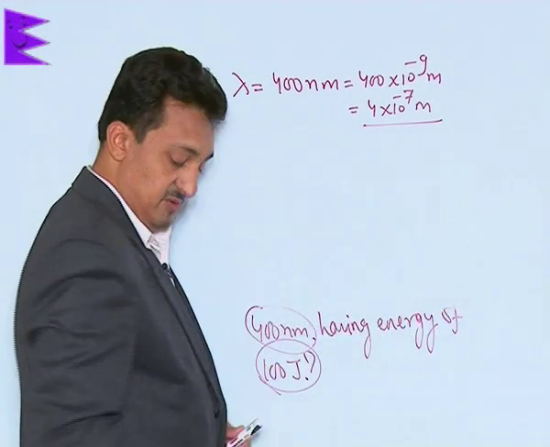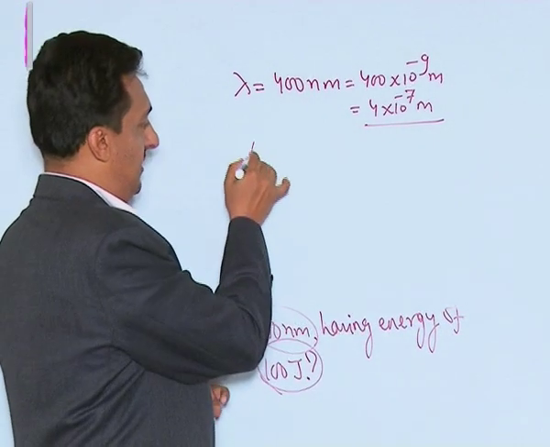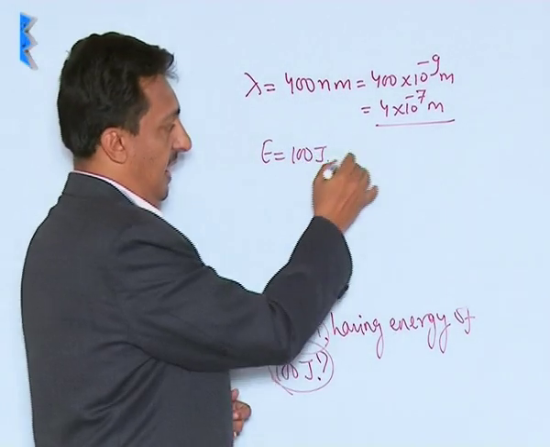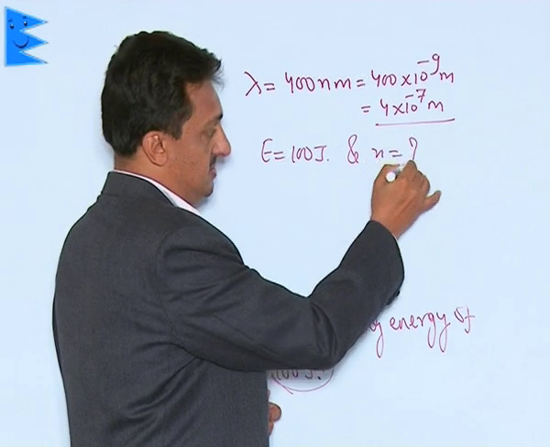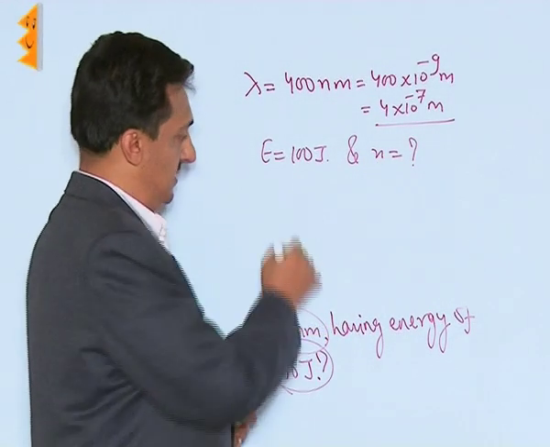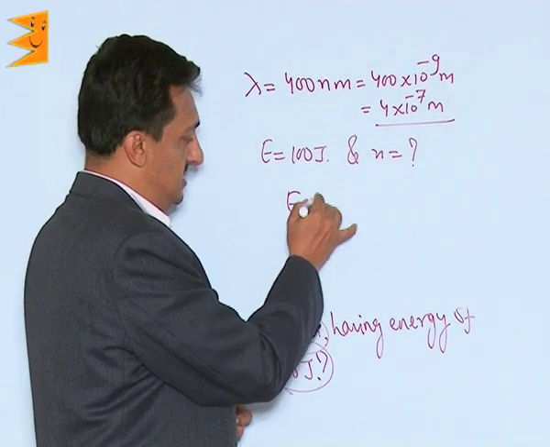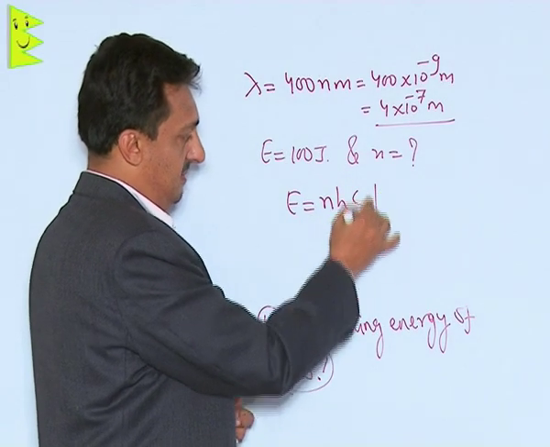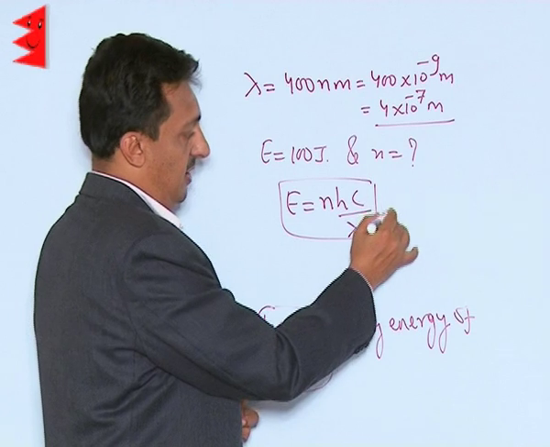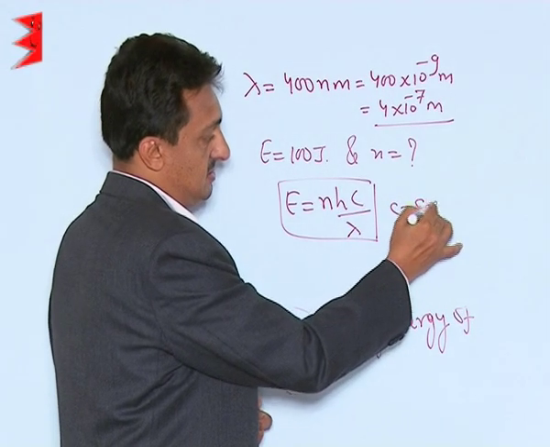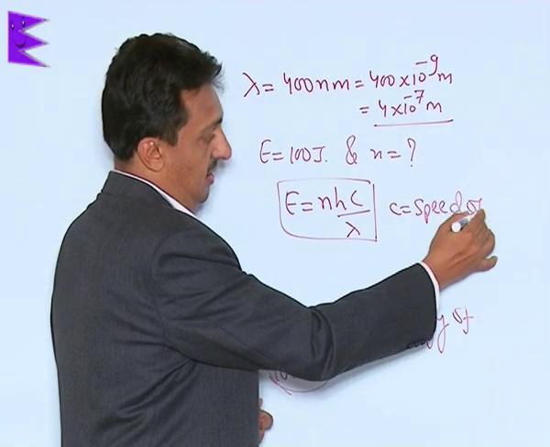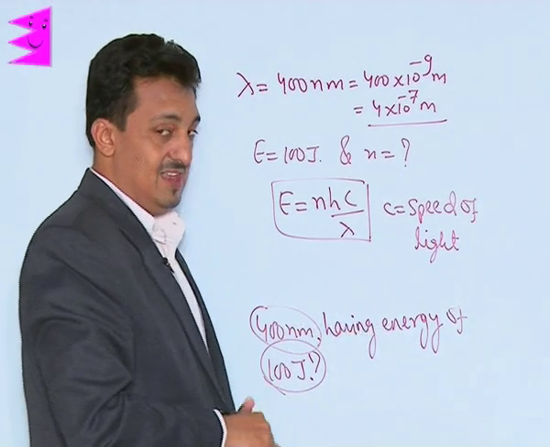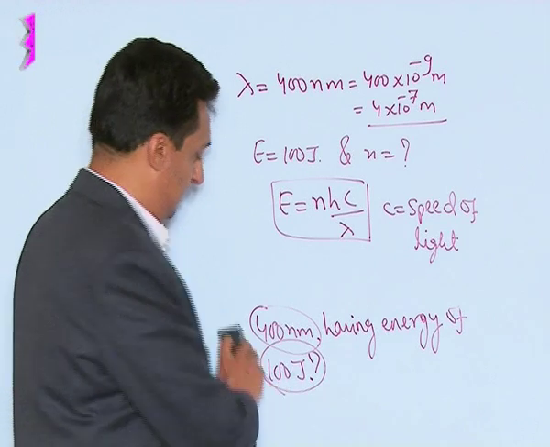So let me rub out this one for you. Now, energy given is 100 joules and we are supposed to find out the number of photons. The formula is E is equal to NhC over lambda, where C is the speed of light, which is 3 into 10 to the power 8 meters per second.